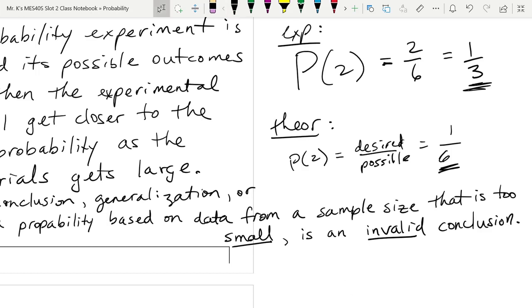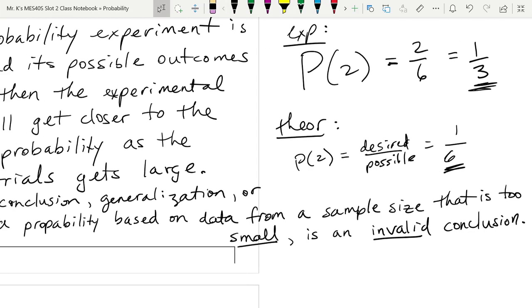So, is my conclusion that the probability of getting a 2 on this die is 1 out of 3 a valid one? No, because I didn't do enough experiments. The sample size of my experiment was too small. What should I have done? Maybe I should have rolled it 60 times. Maybe I should have rolled it 100 times. Well, it doesn't matter as long as I understand that the bigger the number of times I roll it, the more likely this fraction would have gotten to be closer to 1 out of 6, assuming it's a fair die.